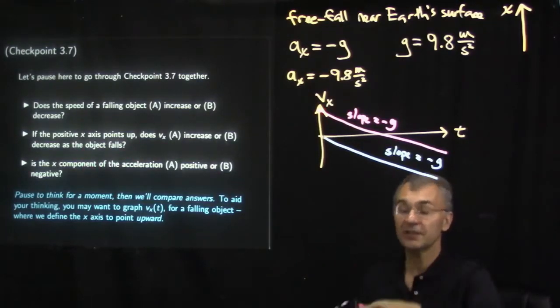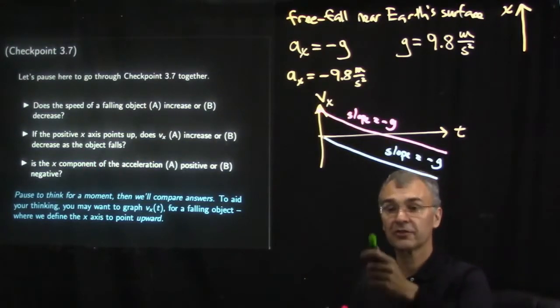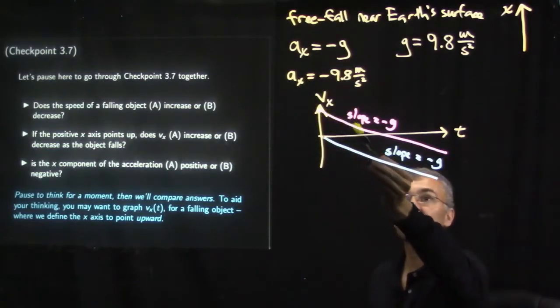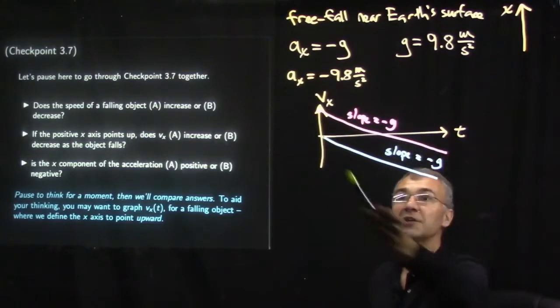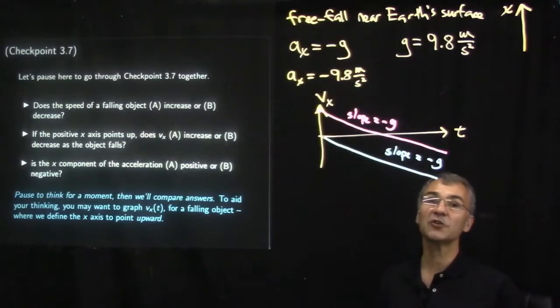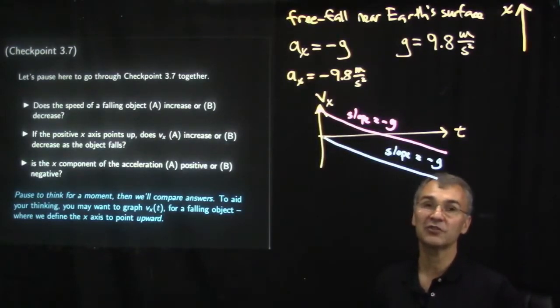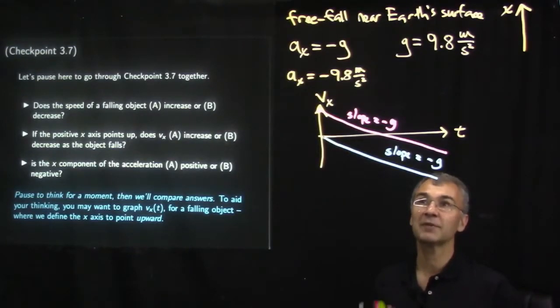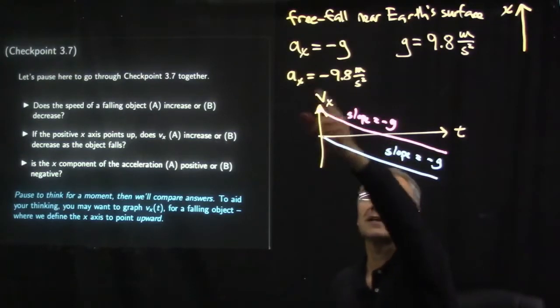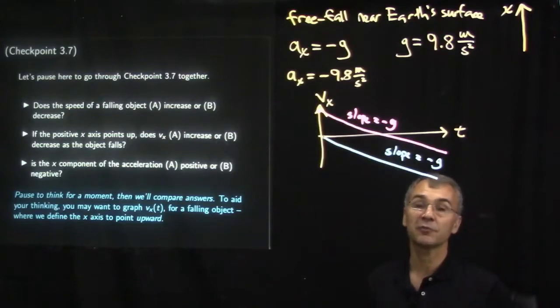So you see here, v sub x started out positive, but it's decreasing at a constant rate. Here, v sub x started out at 0, but it's decreasing at that same constant rate. So either way, v sub x decreases as a function of time, because the acceleration, which is the rate of change of v sub x, is negative 9.8 meters per second squared.